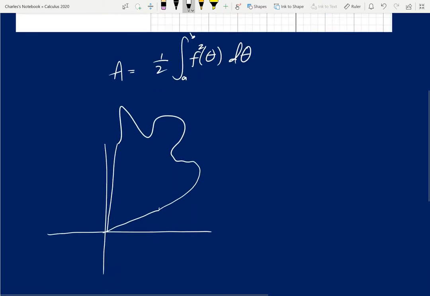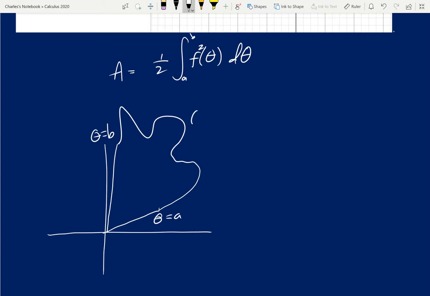So if I have a curve that looks like this, let's say this is theta is equal to A, this is theta is equal to B. When you're using R is equal to some function of theta, your formula now for area is going to be area is equal to 1/2 the integral from A to B of f squared theta d theta.